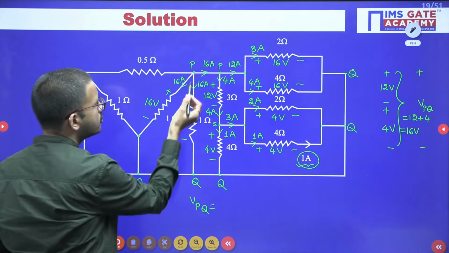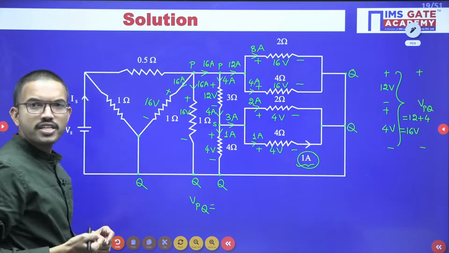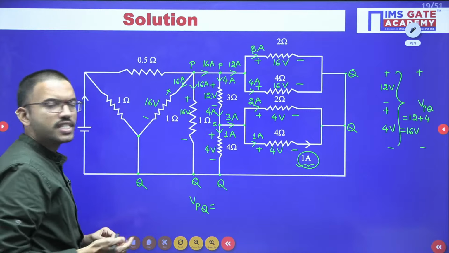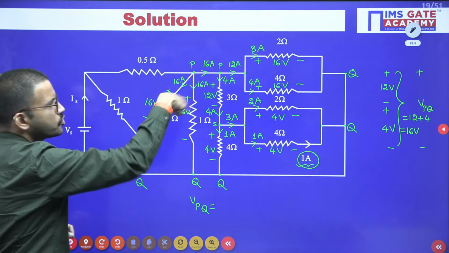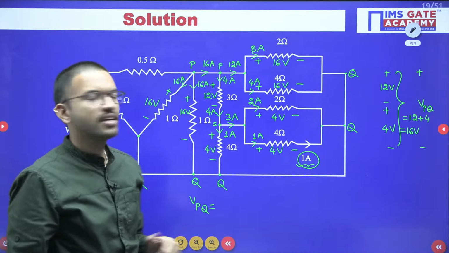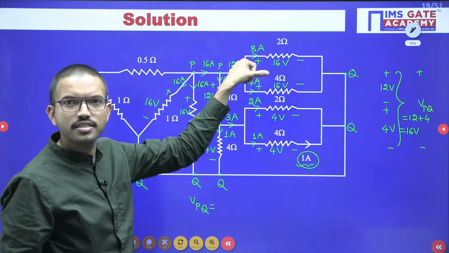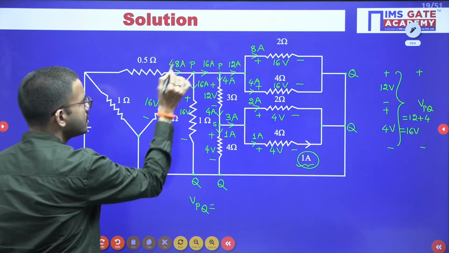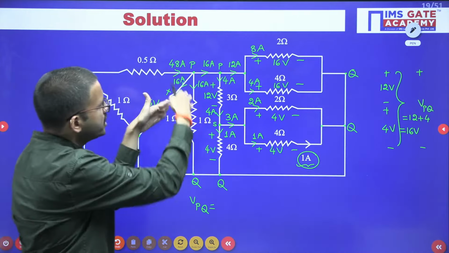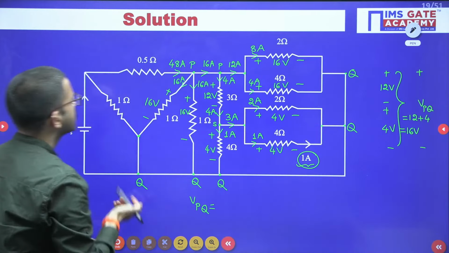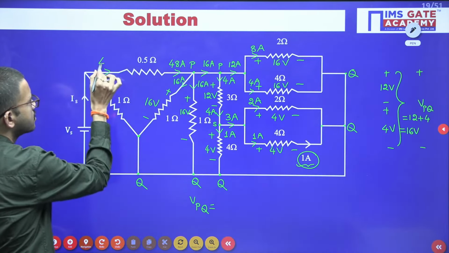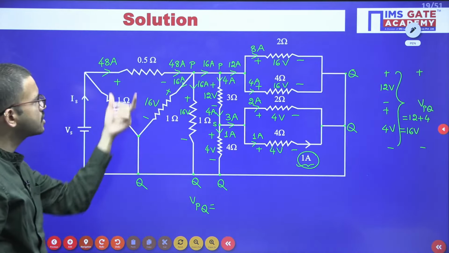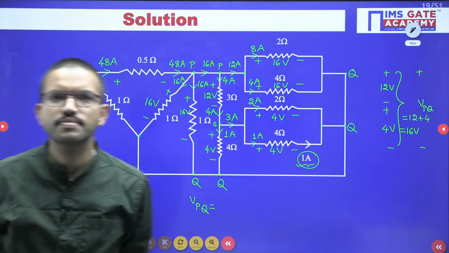So as of now, in this branch 16 ampere is flowing, in this branch 16 ampere is flowing, in this branch 16 ampere is flowing. So in all the three branches together, how much current is leaving? 16 plus 16 plus 16, together 48. That means here 48 ampere should enter. If 48 ampere is entering, then together 48 ampere can leave. Now by using Ohm's law, can you tell how much voltage you are getting here across this 0.5 ohm resistor? All of you can answer.